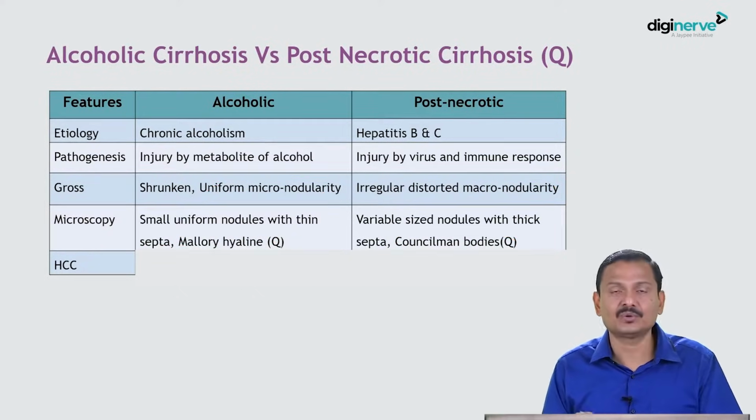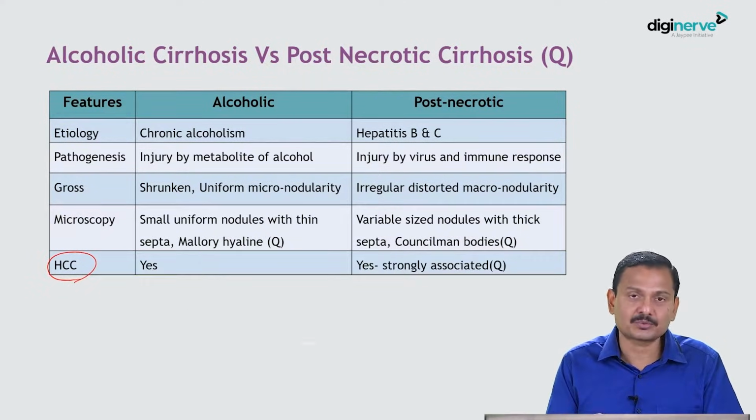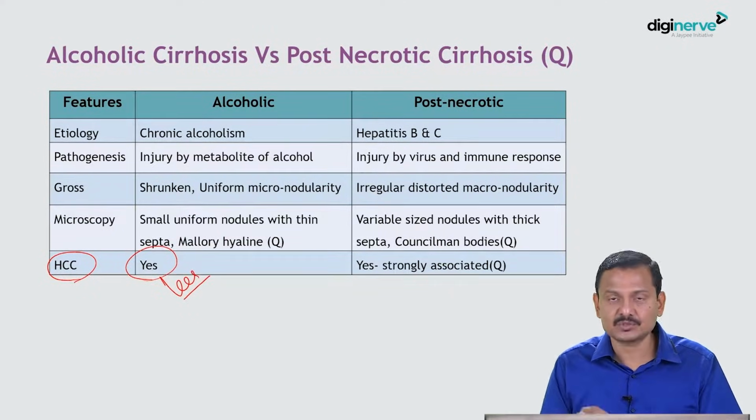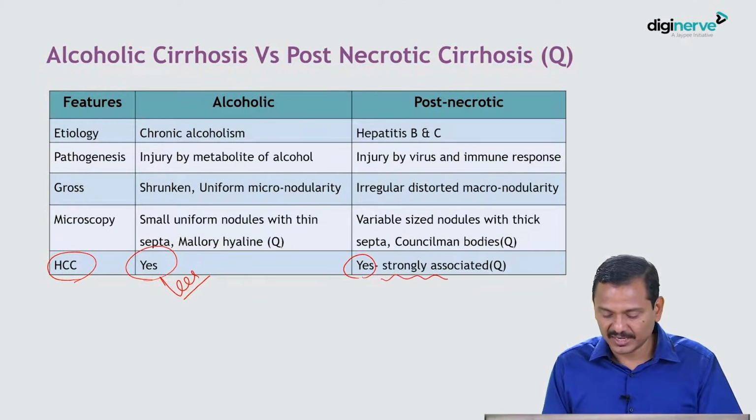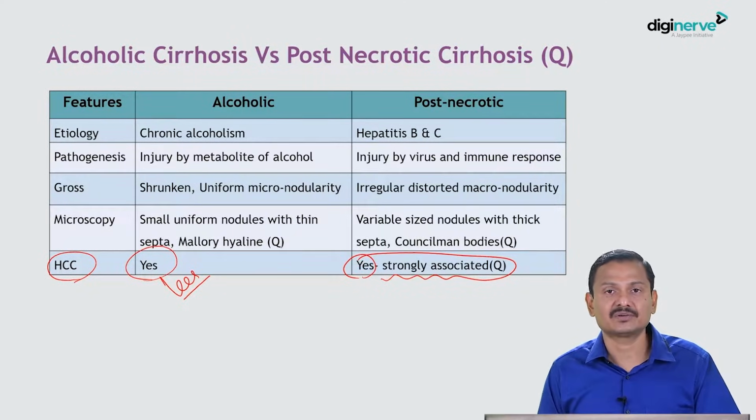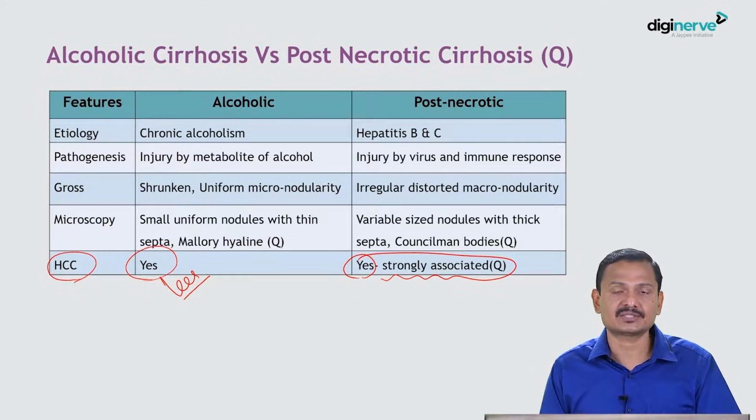Now we know both cirrhoses can lead to hepatocellular carcinoma, but the chance of progression in alcoholic cirrhosis, yes, it is there, but it is less, whereas the chance of post-necrotic hepatitis going to HCC is strong, and that is even more than in alcoholic liver disease or alcoholic cirrhosis. Okay, so with that we have come to the end of our discussion. Now let's take a look at a few MCQs.